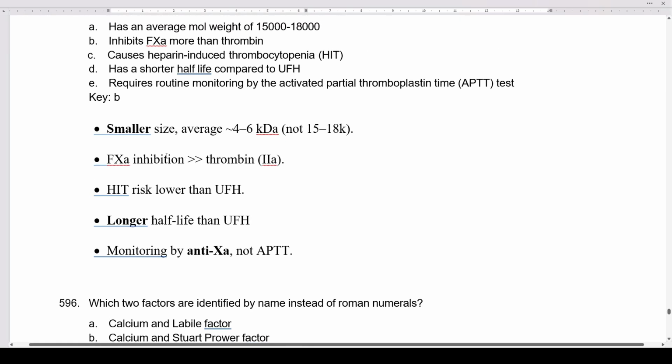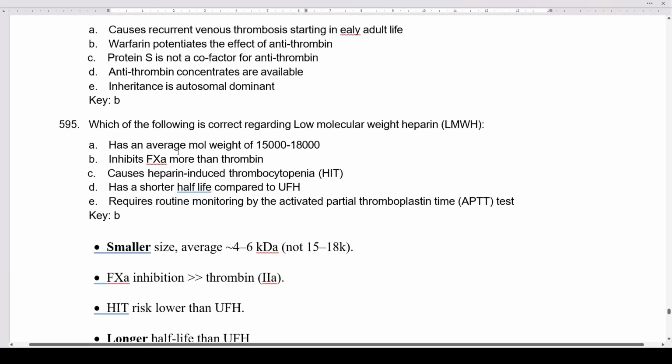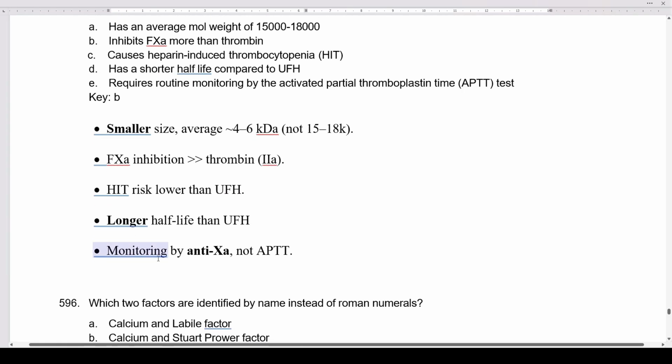And how will we see the levels? We will do anti-Xa levels. It is not written here, but monitoring is done by anti-Xa, not by APTT, and it has a longer half-life than unfractionated heparin. The risk of HIT is lower in case of low molecular weight heparin. It is increased with unfractionated heparin.